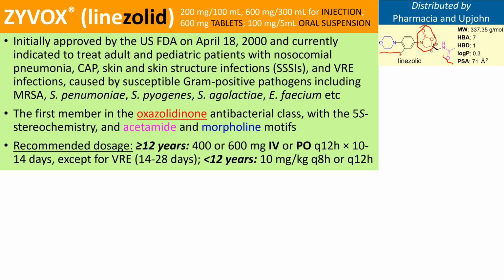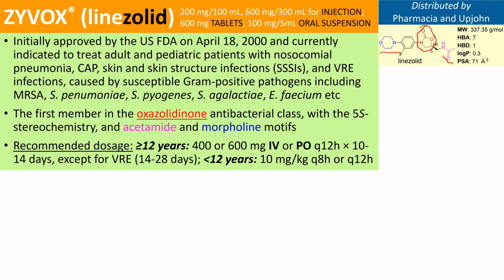Molecular weight 337.35 grams per mole. Hydrogen bond acceptor 7. Hydrogen bond acceptor refers to the number of nitrogen and oxygen atoms within the drug molecule. Hydrogen bond donor 1. Hydrogen bond donor refers to the number of OH and NH groups within the drug molecule. Log P 0.3, which is a lipophilicity parameter. The higher the log P, the more lipophilic the drug molecule. Polar surface area 71 square angstroms.